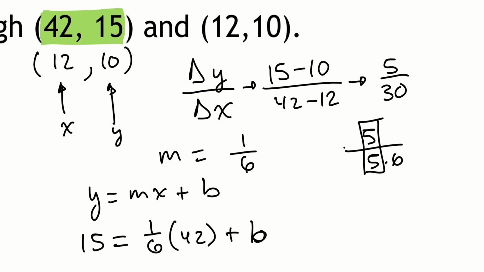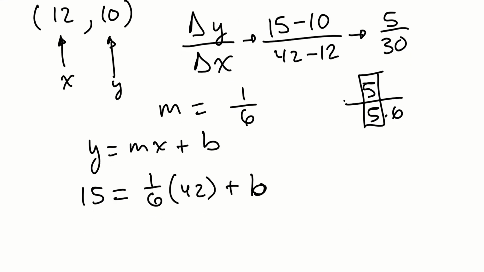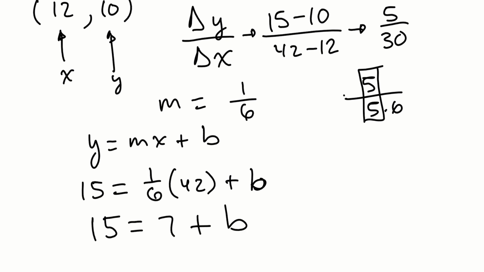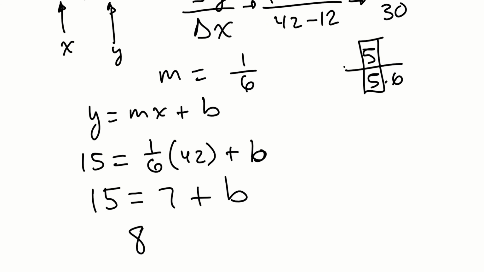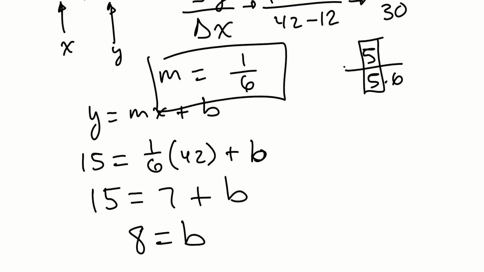1/6 times 42 is the number 7. So I'm looking at 15 equals 7 plus b. And if I take away 7 from both sides, 15 minus 7 gives me 8. So 8, my y-intercept, is b. So there we have it. We have both our slope parameter and our y-intercept parameter.